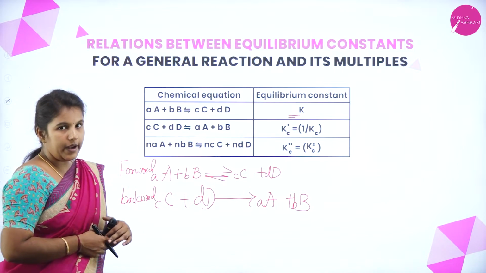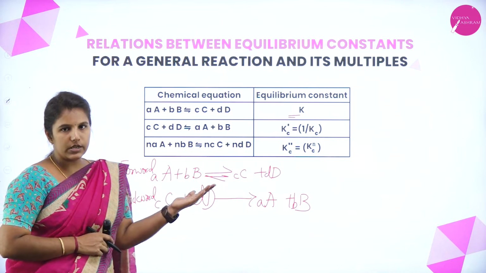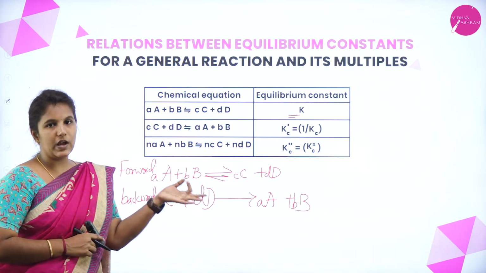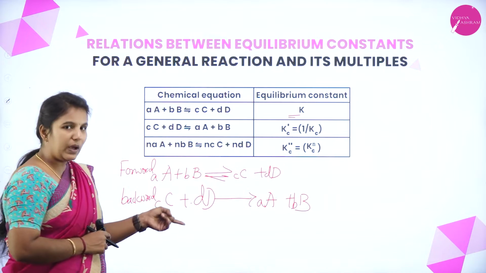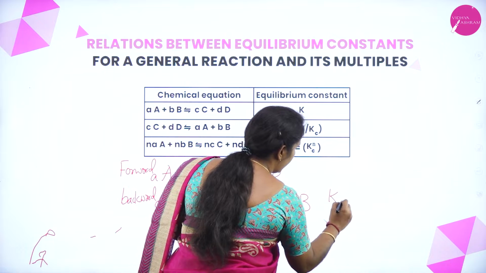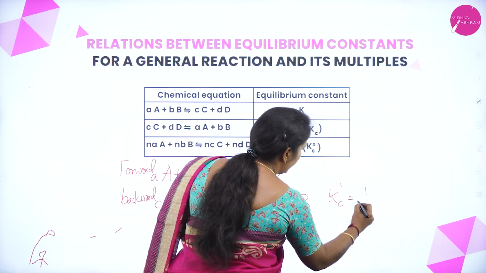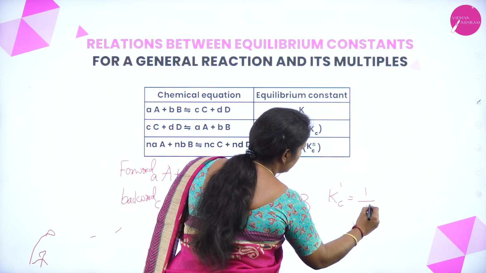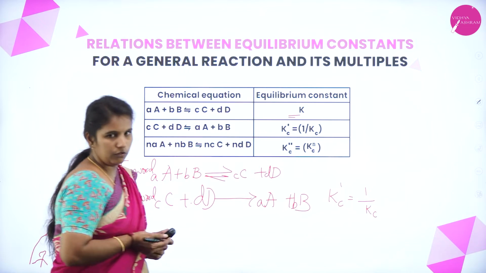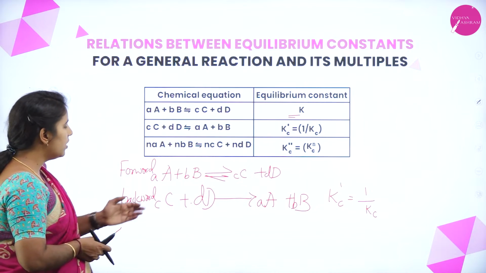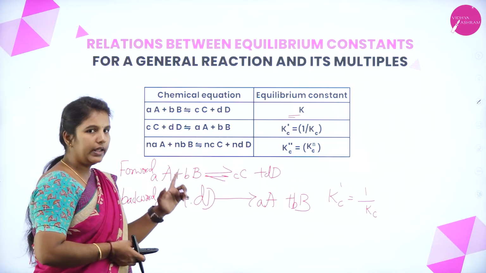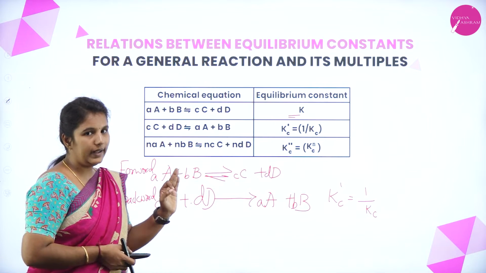So for the forward reaction, we have the equilibrium constant value as K. Whereas for the backward reaction, the Kc value will become 1 divided by the Kc value. Why is it 1 divided by the Kc value? Because it's a backward reaction. In the forward reaction, we got only K.